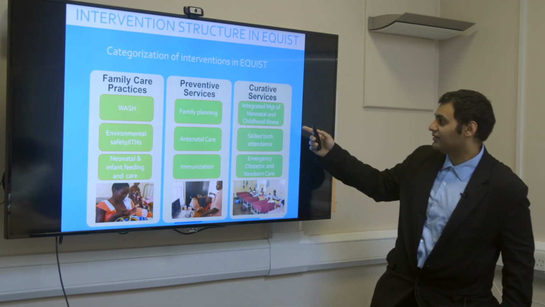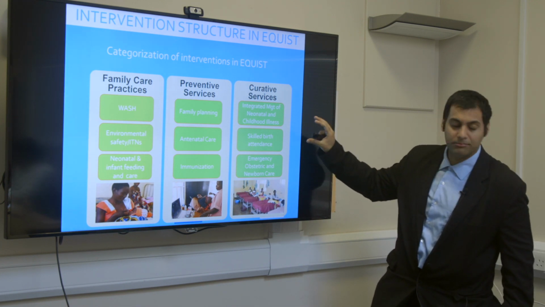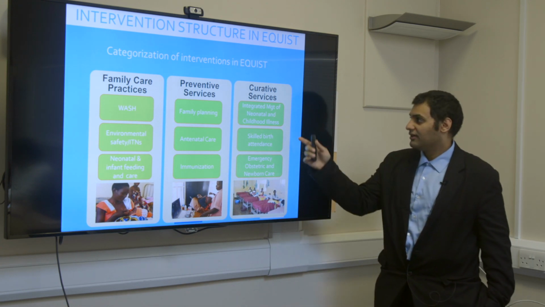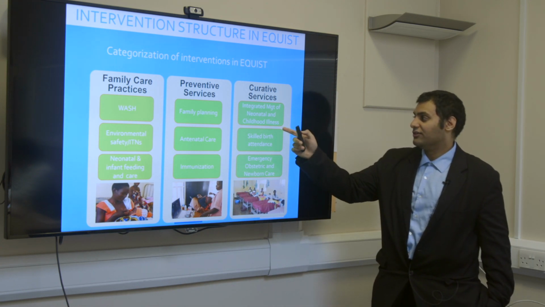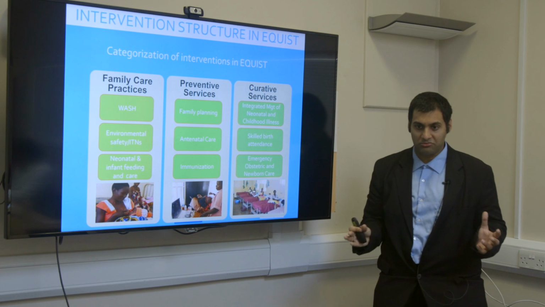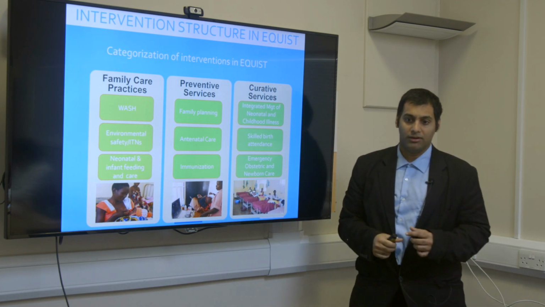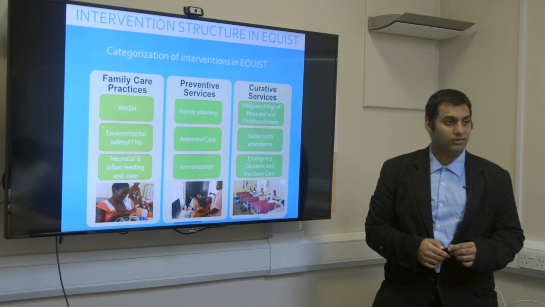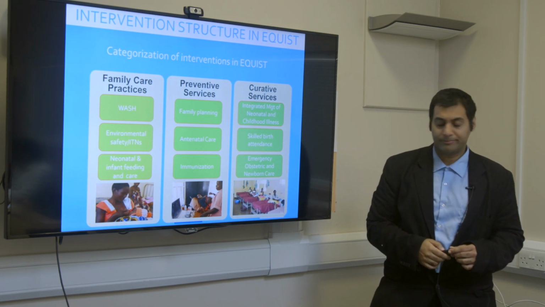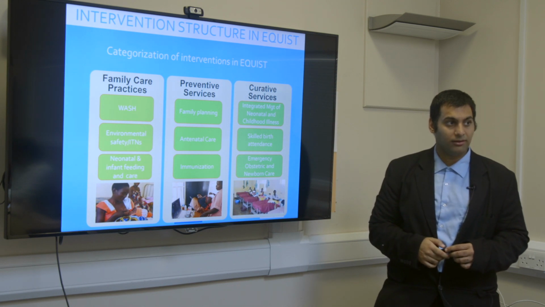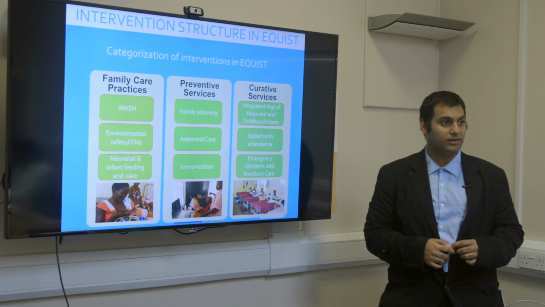And curative services are done usually mainly in the health facility, and it's for treatment, looking at IMNCI, what we call integrated management of neonatal and childhood illness. And what that looks at is treatment of diarrhea through antibiotics or ORS, oral rehydration solution, or zinc. Or it could be antibiotics for pneumonia or therapeutic feeding as well.